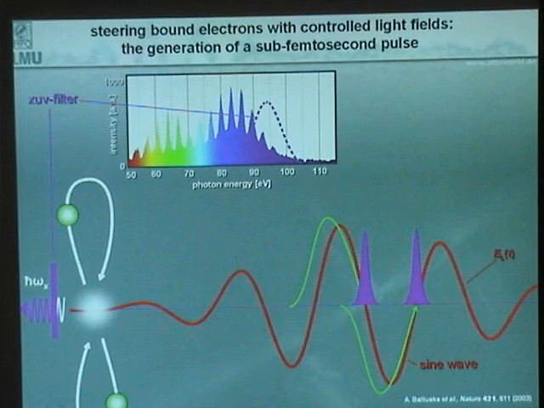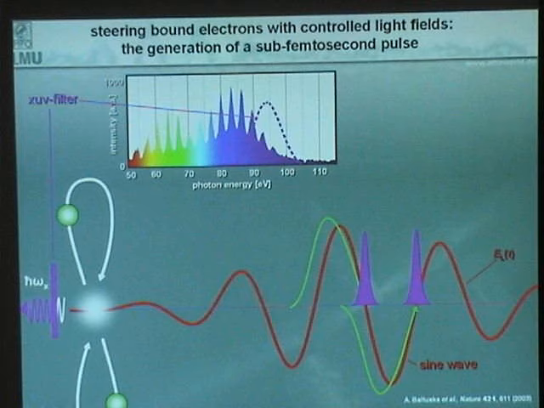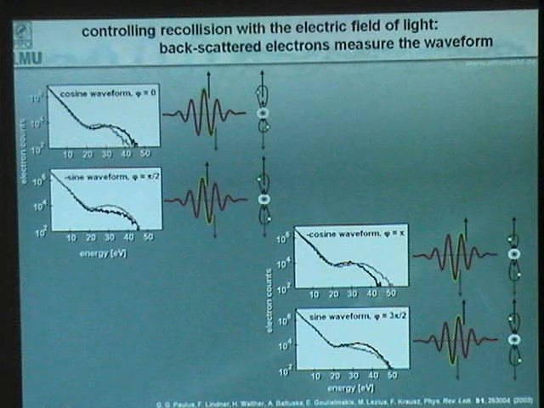So from this it must be obvious that the control over the waveform is really a key issue to be able to control electronic processes and all concomitant phenomena like XUV emission within the wave cycle that is on a sub-femtosecond or attosecond timescale. Actually, XUV emission is not the only consequence of recollision. There are several other consequences.